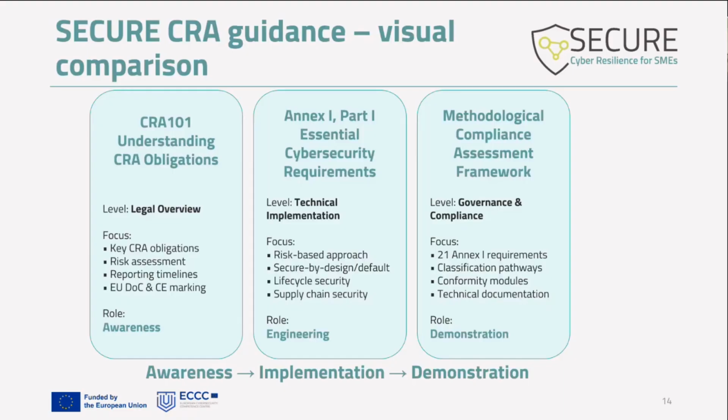So let me summarize. This slide will help you to compare and more visually see the difference between the three guidelines I just reviewed. On the left, the CRA 101 provides a simplified legal overview to understand core obligations. In the middle, the essential cybersecurity requirements guideline translates essential requirements into technical implementation guidance. Altogether, they move from regulatory awareness to practical security engineering.